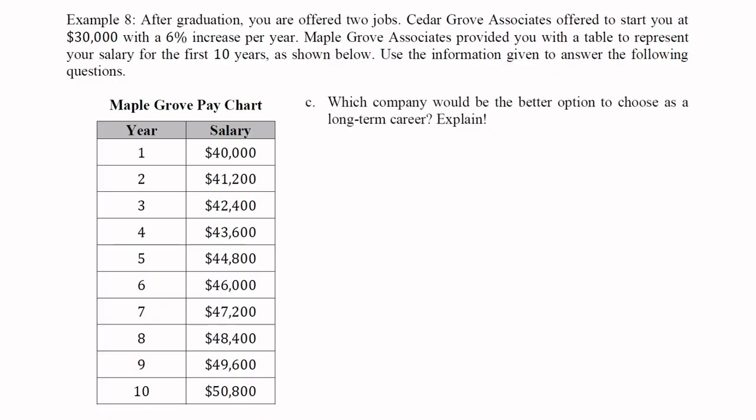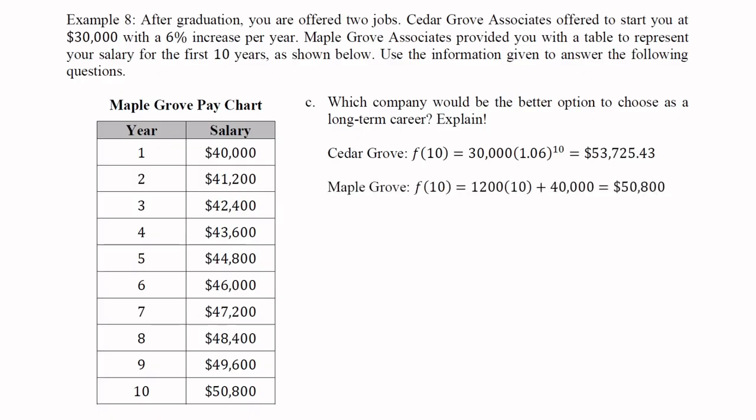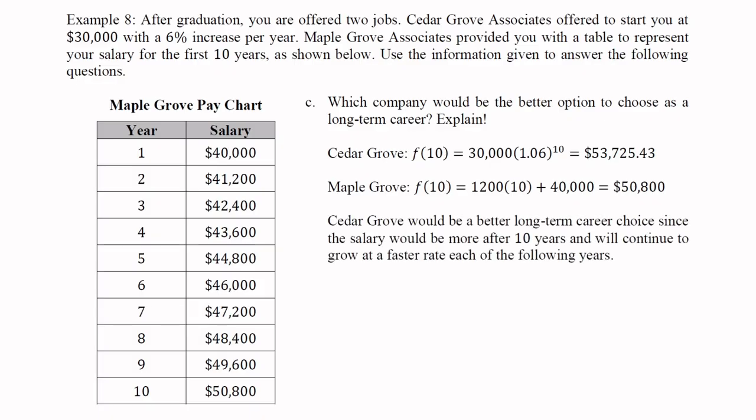Which company would be the better option to choose as a long-term career? So let's project this out 10 years. Cedar Grove, 10 years down the road, you'll be making $53,725.43. At Maple Grove, you can plug in the value. You can also read it off the table. You'll be making $50,800. So Cedar Grove would be a better long-term career choice since the salary would be more after 10 years and will continue to grow at a faster rate each of the following years since it is a percentage increase on what you're making the year before.